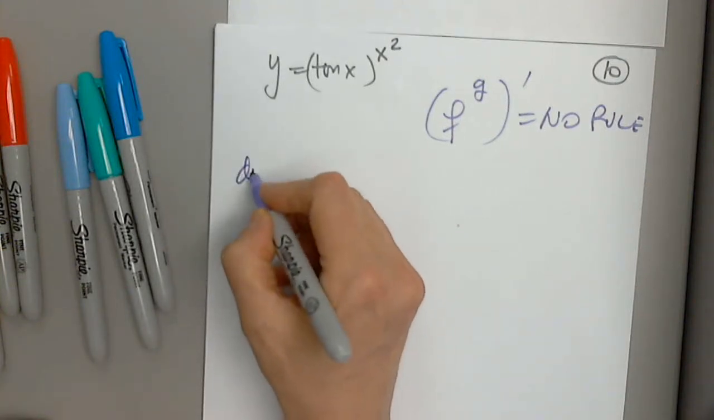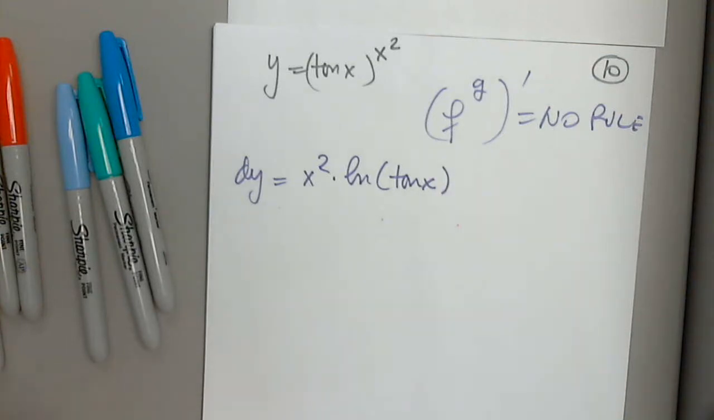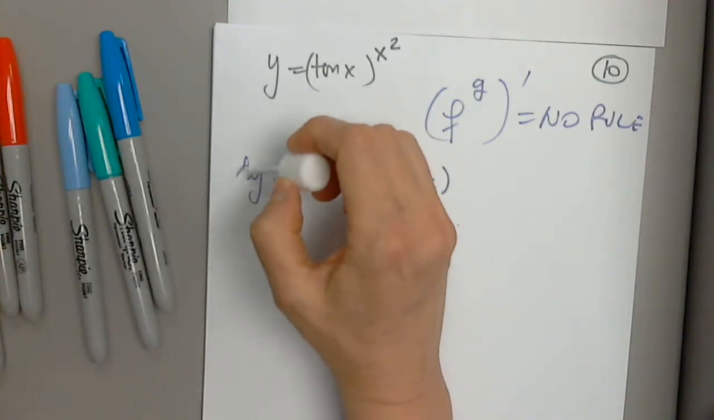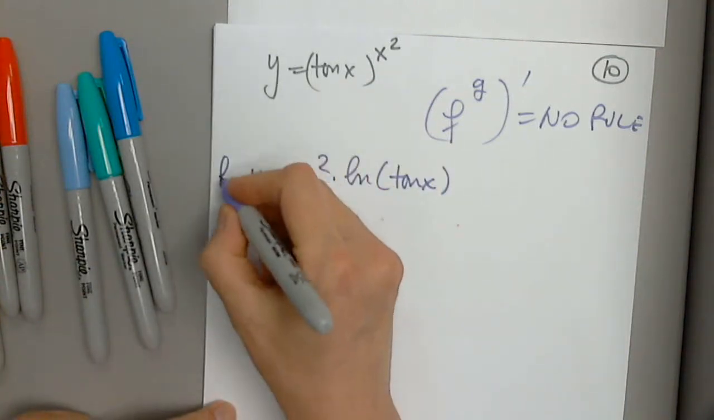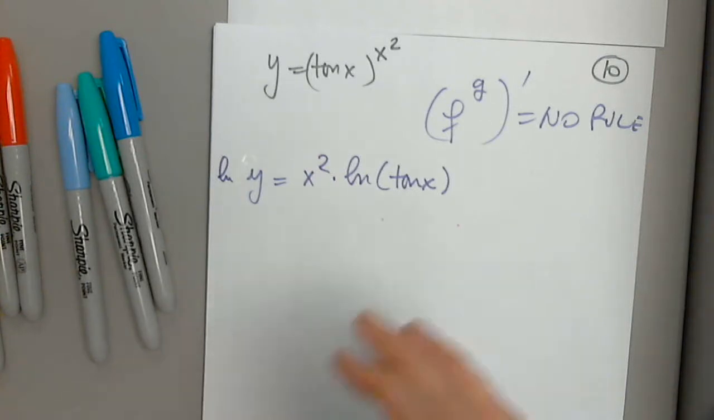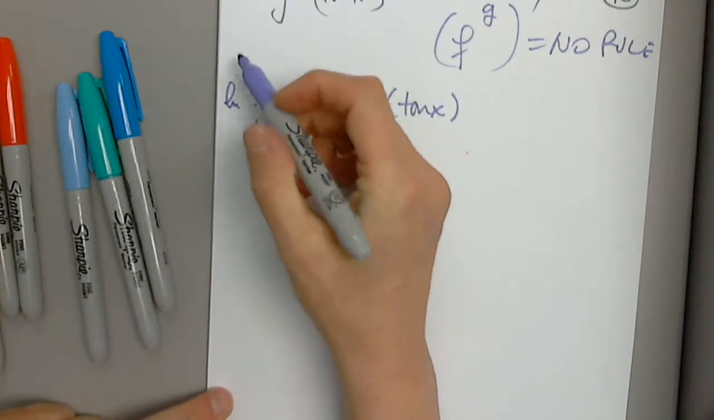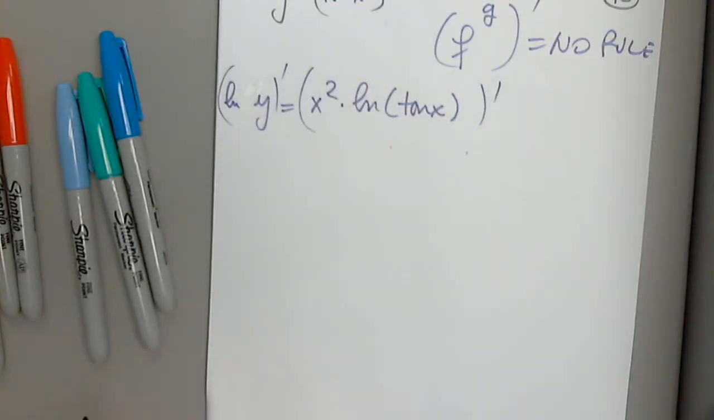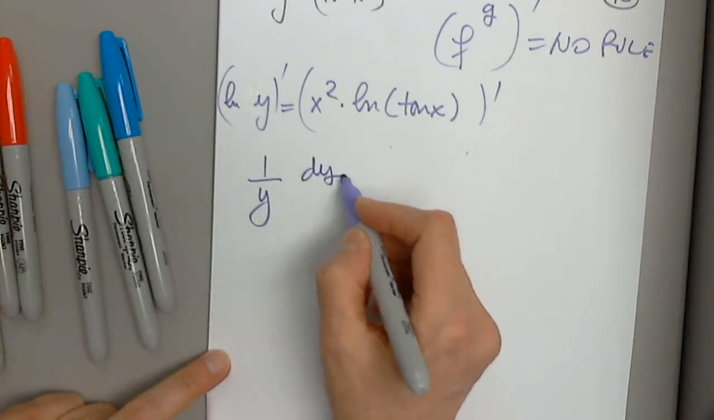Okay, so then we have ln y equals x squared times natural log of tangent x. I meant to write natural log. I'm sorry. You can't get away with anything. I said natural log and I wrote dy instead. My apologies. Okay, so then y prime, natural log y prime and the other side. So this is 1 over y dy over dx.